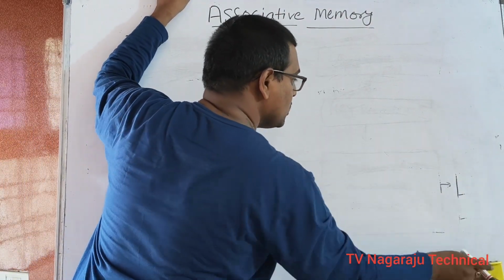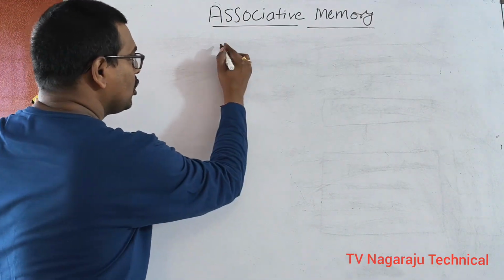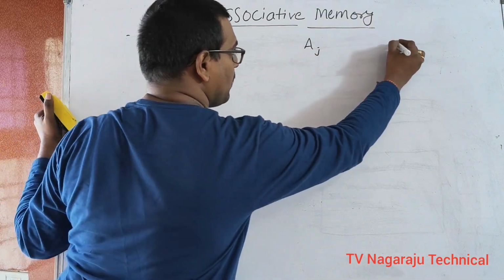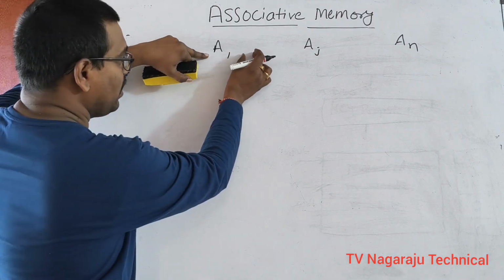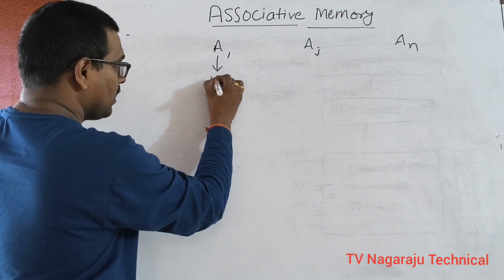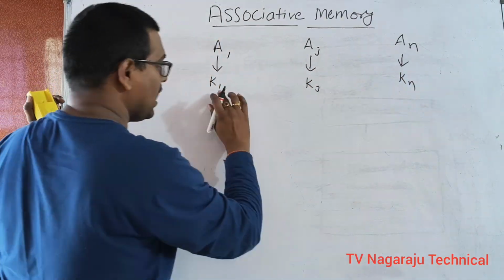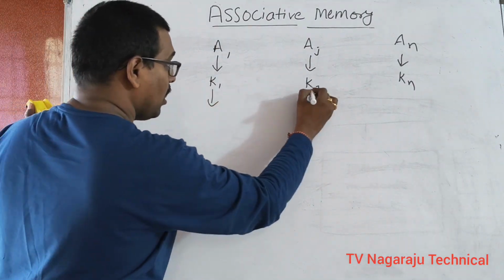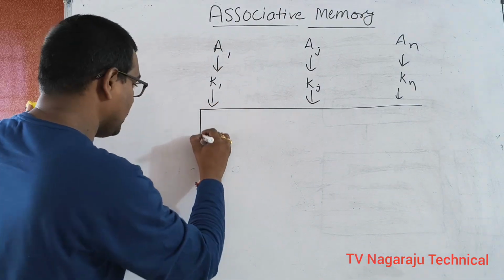Here is the same diagram in expanded form. My argument register contains A1, A2 and so on, some Aj, finally An. So my A register is divided into A1, A2, A3, some position j, and n. Similarly, the key register has K1, K2, and so on, Kj, Kn. That is, the corresponding bits are compared. Now these are compared with the memory area.